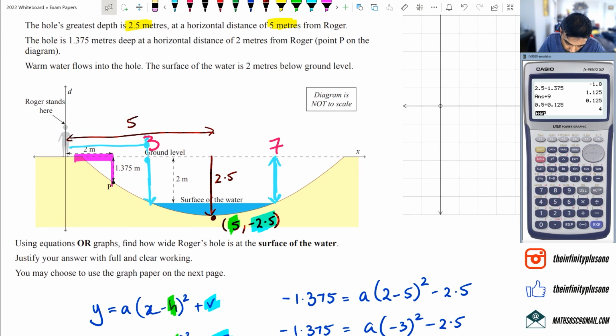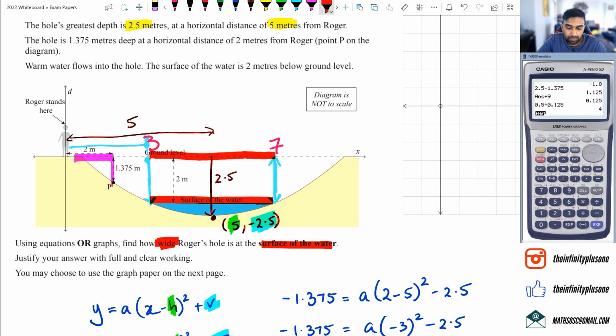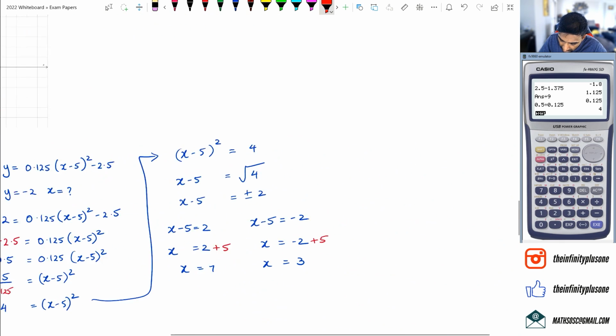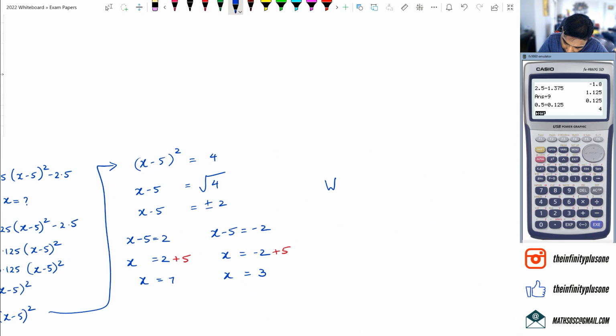So if we look at what the question is actually asking, how wide is the hole at the surface of the water? We're looking for this distance here, and we can see those two x values are 7 and 3. So we can write a statement: width is 7 minus 3, so width is 4 meters at water level.